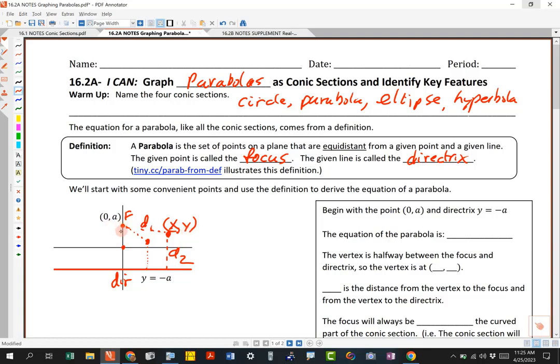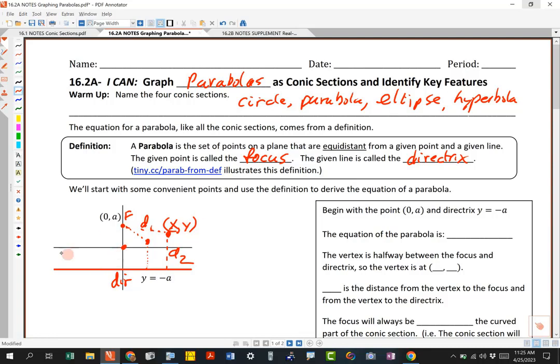So this point is at (0, a), which means we didn't go right or left. We just went up this distance right here. So that's where the focus is. And the directrix is the line y equals negative a, because remember, it has to be the same distance. So we went up here a units. We went down here a units. So this point right here is definitely on the parabola.